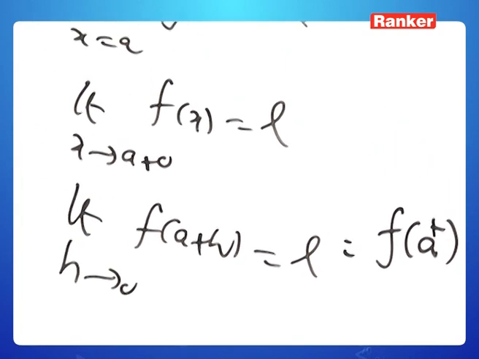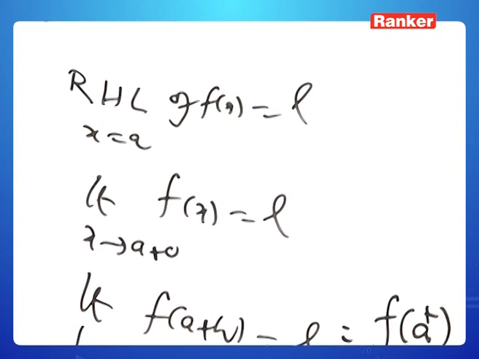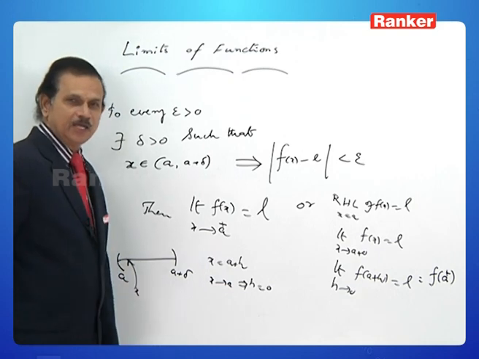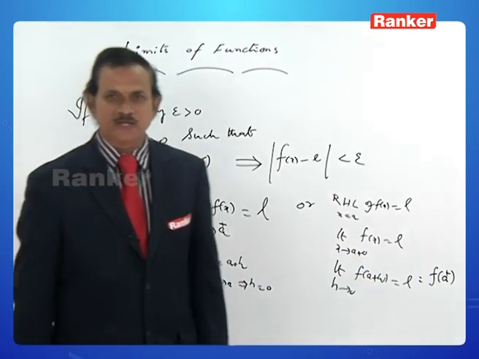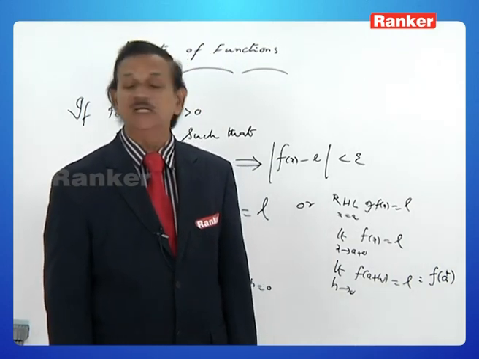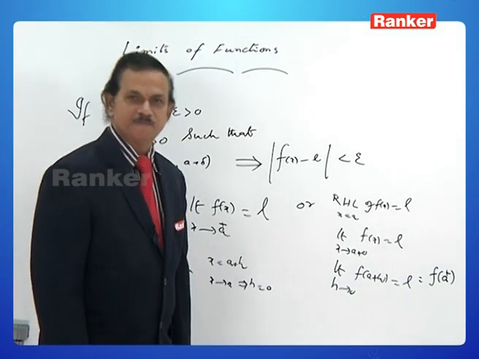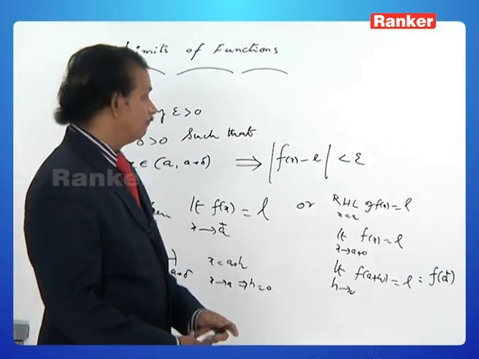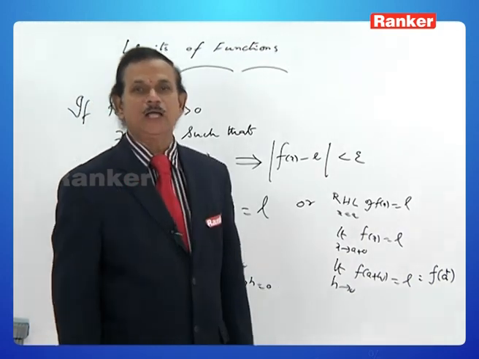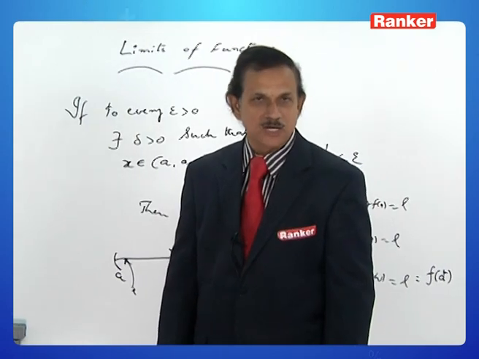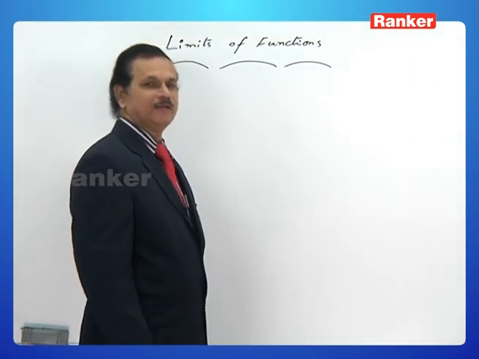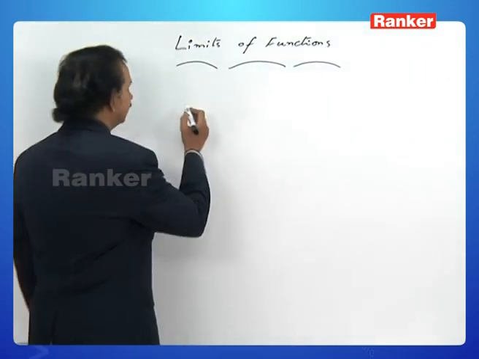So to have the right hand limit, x should lie between a and a plus delta. To have the left hand limit, x should lie between a minus delta and a. If you club these two, if x belongs to a minus delta to a plus delta, different from a, that is the deleted neighborhood of a, then we say that limit of f of x as x tends to a is equal to L. Moreover, by summarizing all these things, we are able to frame the accurate sentence like this.